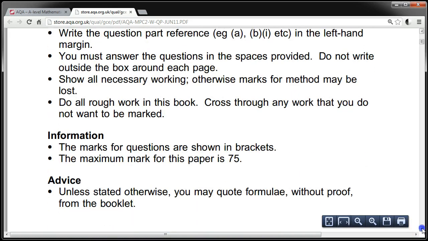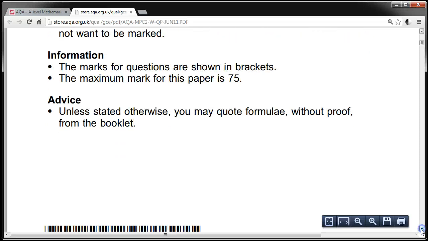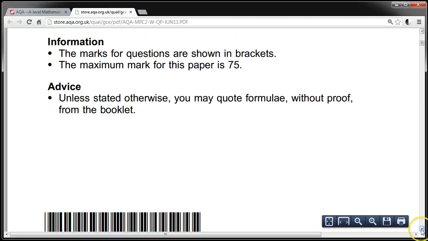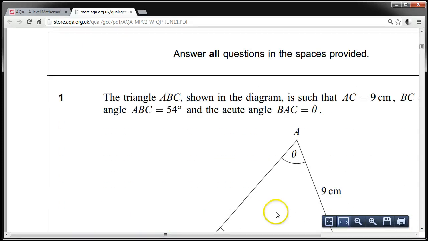So there's 75 marks to be gleaned from this examination paper in total, and we can see the marks on the right hand side. We can quote formulae without proof from our formula booklet. So here's the first question.